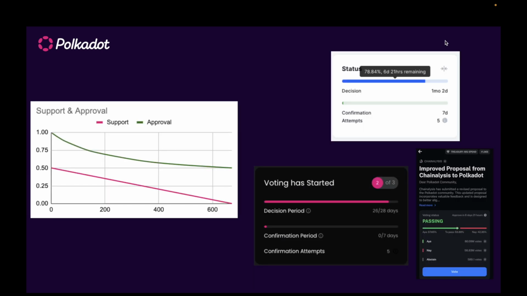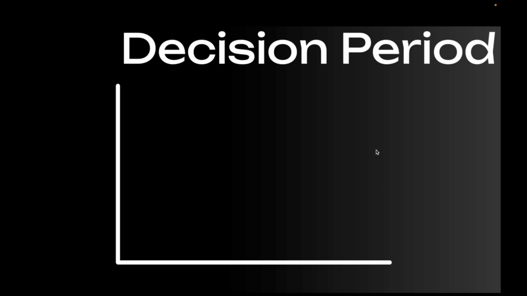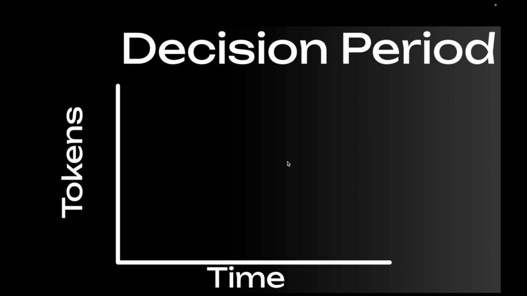So hopefully by the end of this video, you will understand what these lines on this graph on the left mean, and then you will understand how governance UIs like Nova Wallet, Subsquare, and PokeAssembly are displaying this information to you. So let's think of the decision period as a graph and a series of lines on a graph. The x-axis here is time and the y-axis is the number of tokens, and then some percentages that we'll go through later.